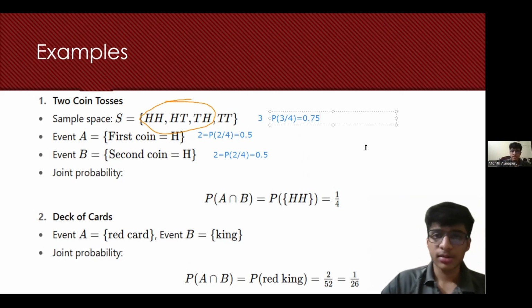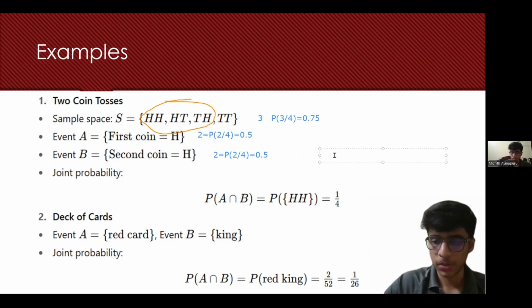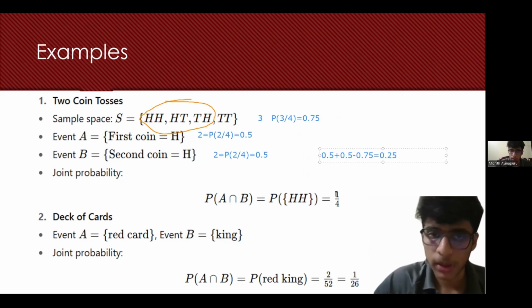If we subtract this 0.75 from P of A, what is P of A? 0.5 plus P of B 0.5 minus 0.75, that is P of A union B. So the answer will be 0.25, so 1 by 4.